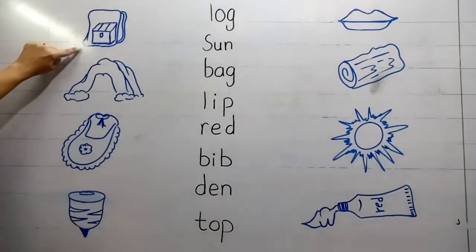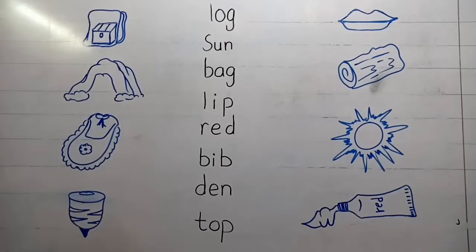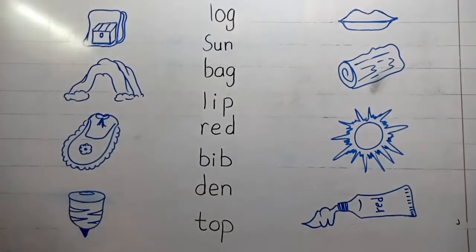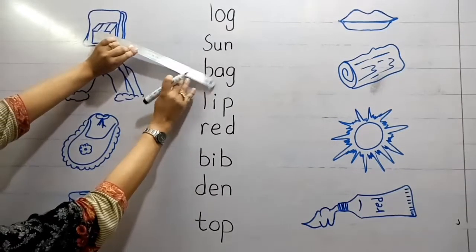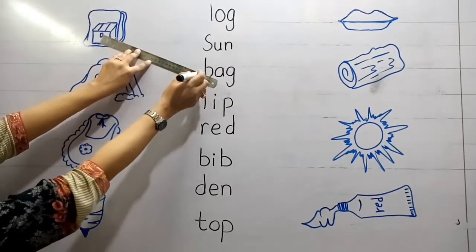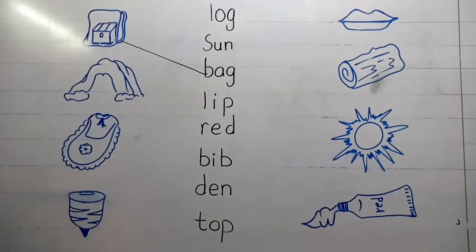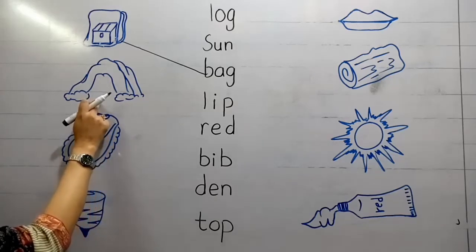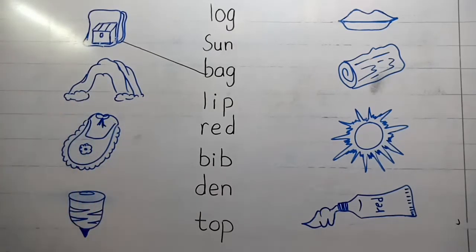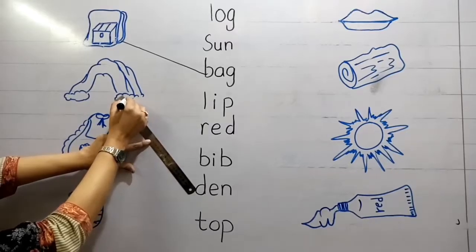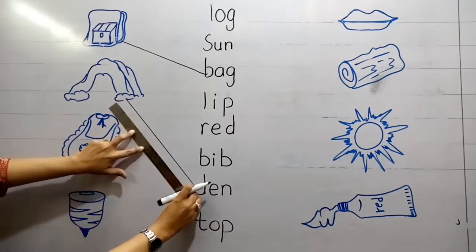Okay, what is this? This is a bag. And where is the spelling of bag? Yes, bag. Now match the picture with the three letter word. This is your revision, what we have done. What is this? This is a den. Yes, Lloyd lives in a den. Spelling of den, d-e-n, den. Match den with the picture.